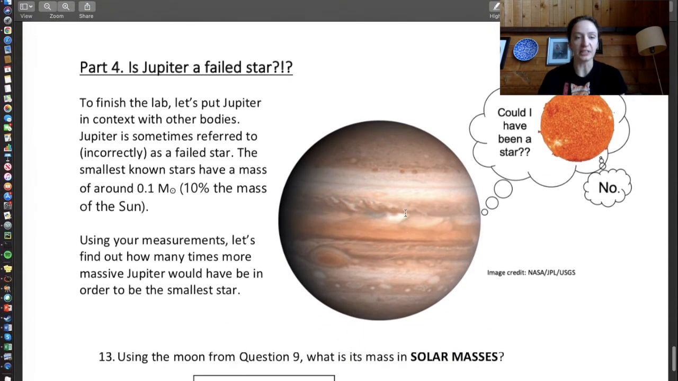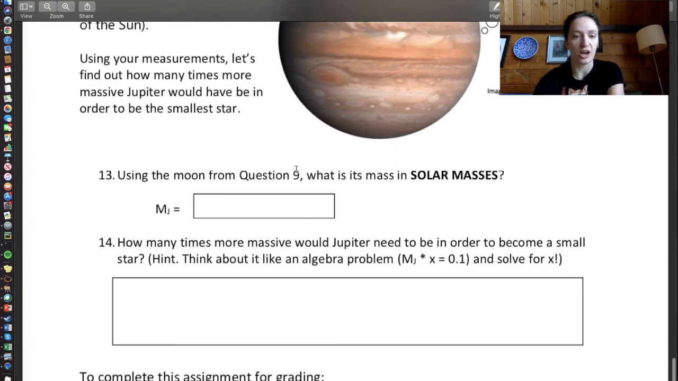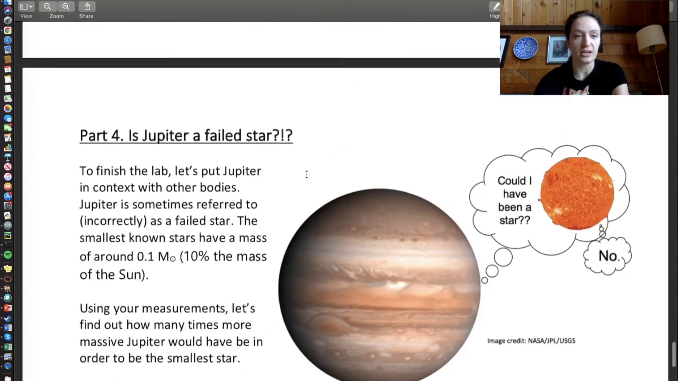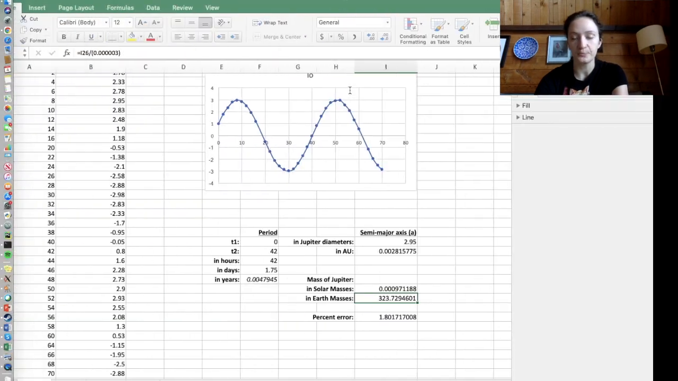So, yeah, what do you think? So now, last but not least, this is the very last section, I promise. We're going to put Jupiter in context with the Sun. Sometimes Jupiter is referred to as a failed star. If it was just a little bit bigger, it could have been massive enough to fuse hydrogen and be a tiny little star. So, using the moon from question 9, which of your mass measurements had the lowest percent error? For my sake, I'll just use Io.